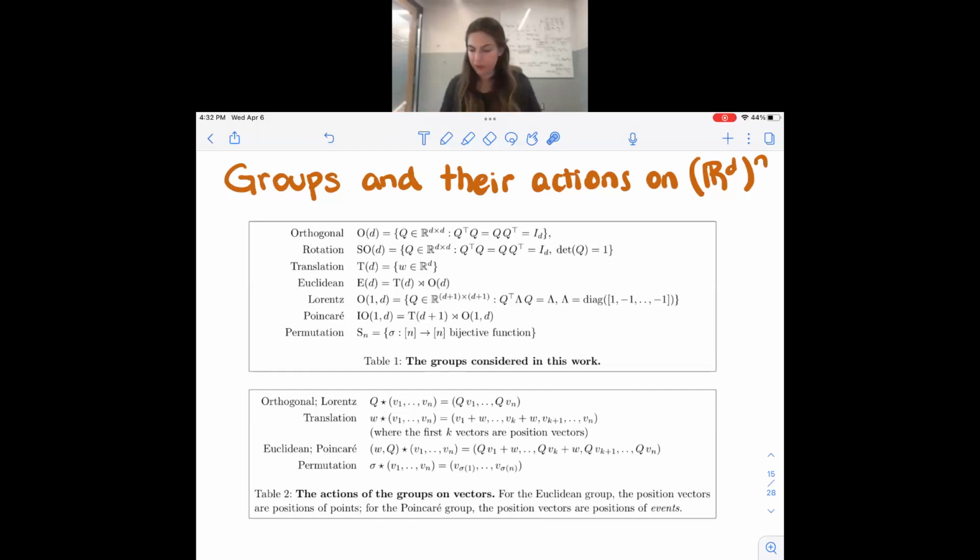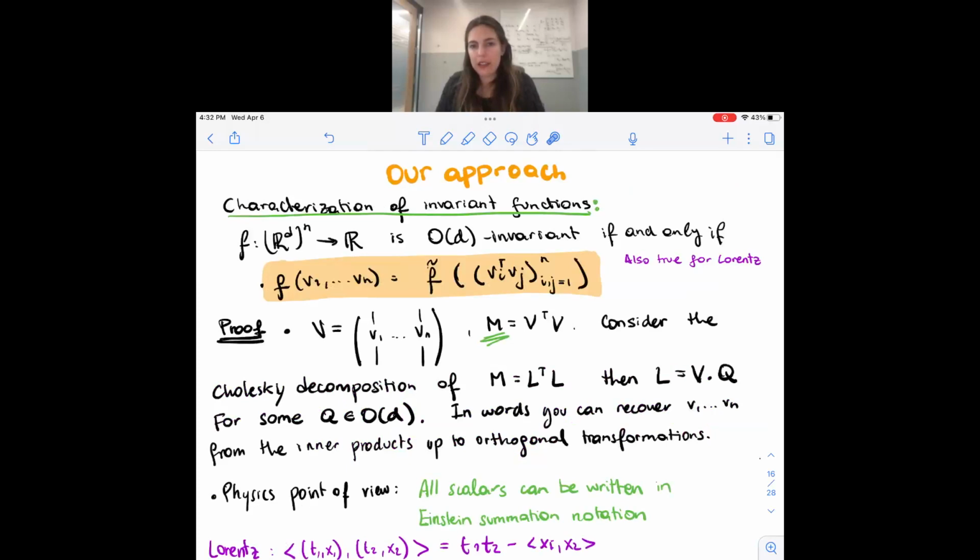The rotation acting on all these nodes is rotation of each of the nodes, etc. Okay, so this is what we consider in our work. And so the idea of what we're going to do is very simple. We use these classical results by Weyl, which is the characterization of invariant functions.